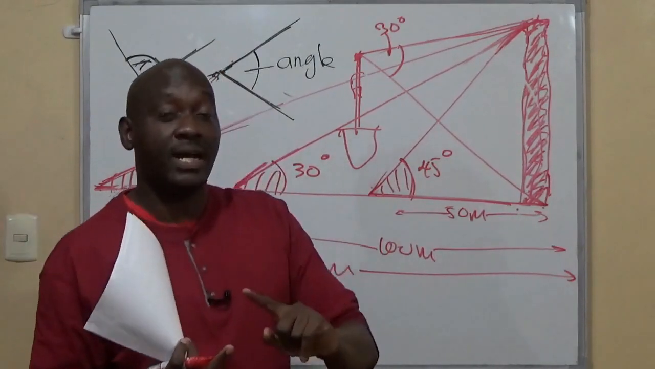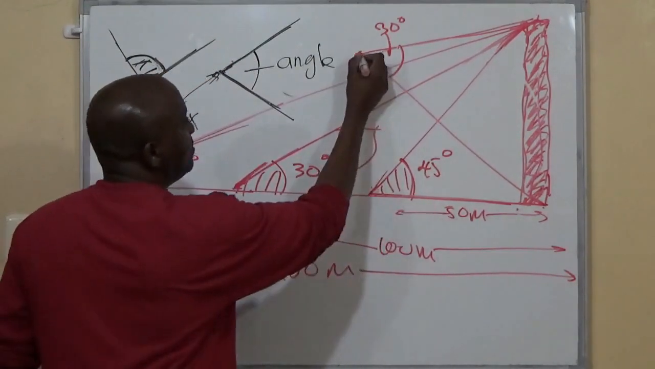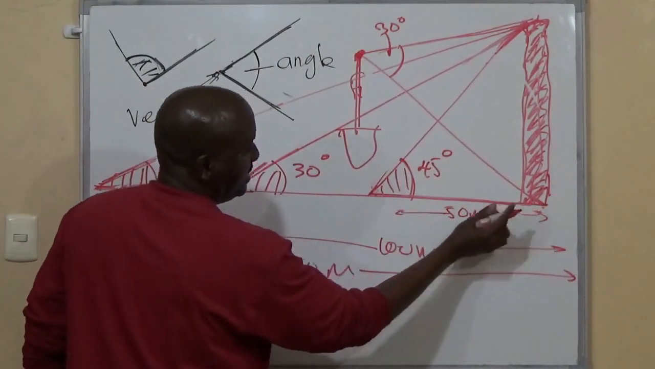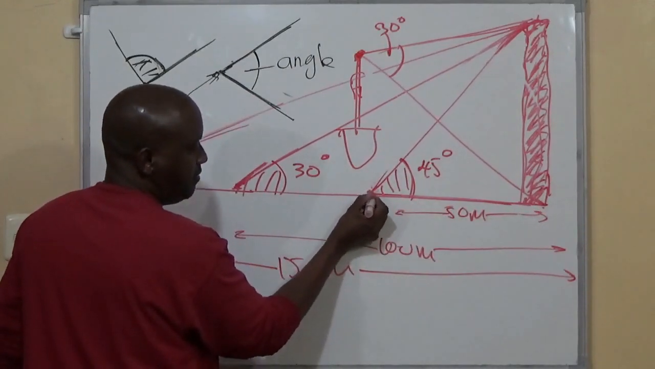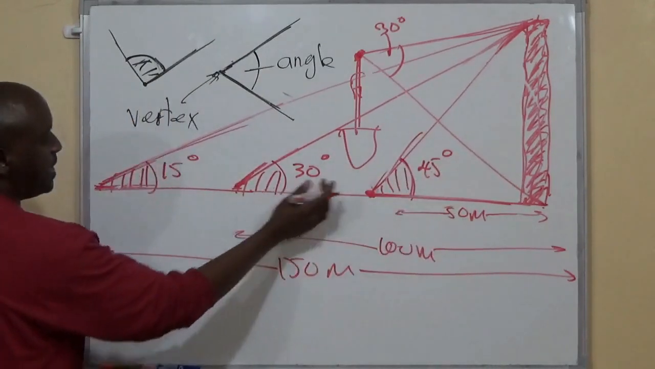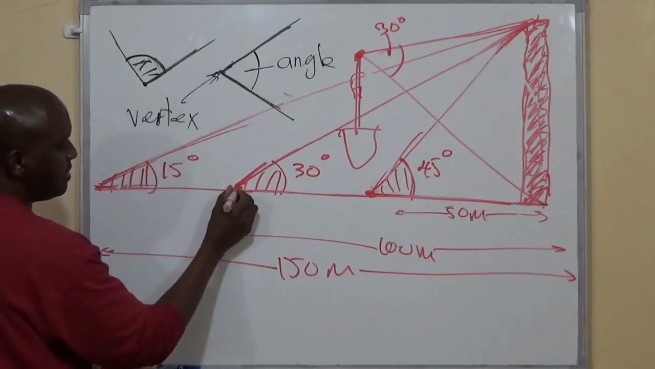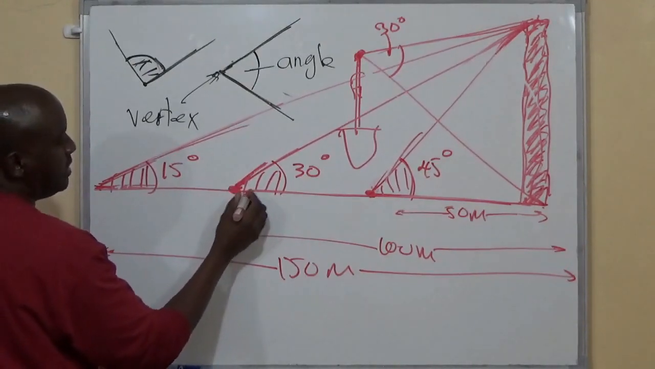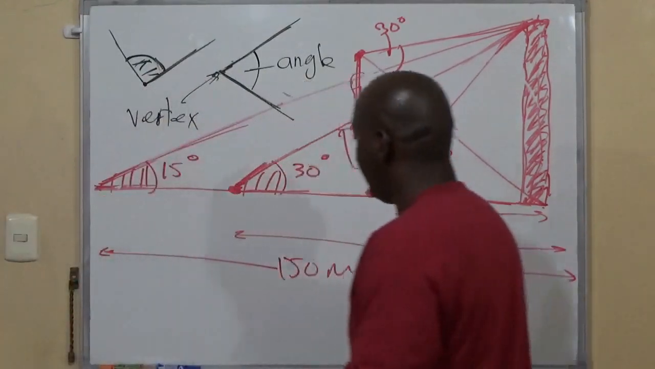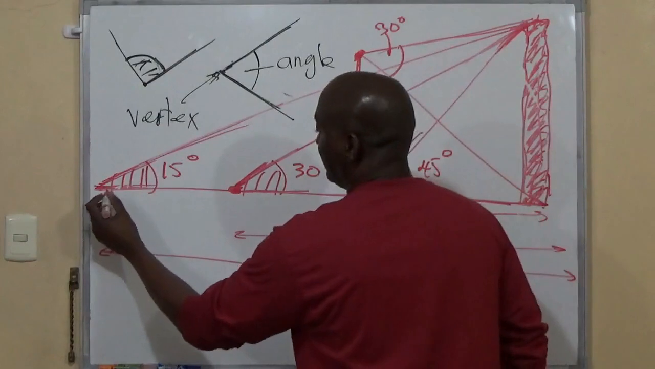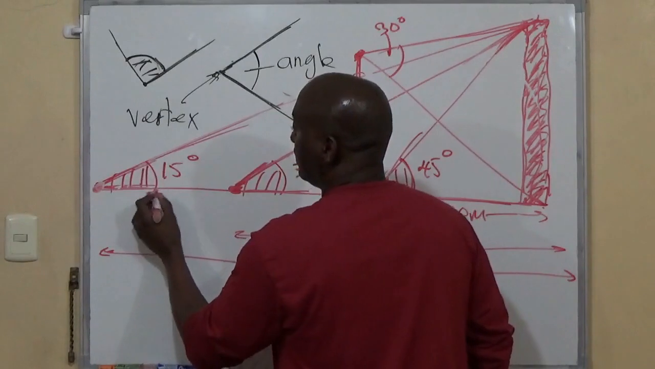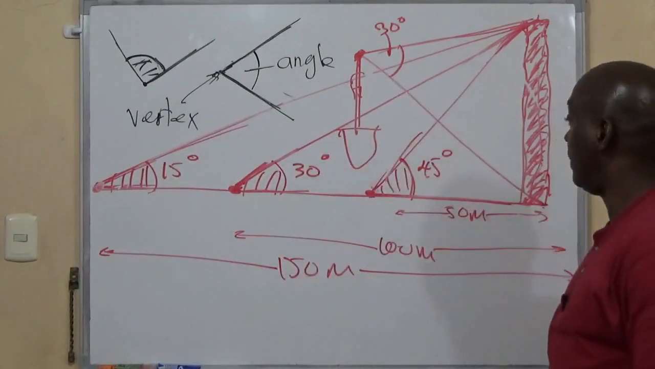You have the thing that is subtending the angle, and you have the point at which the angle is subtended. That point is where your vertex will be. In this case, where we're subtending at a distance of 50 meters, the vertex is here, and that will give you an angle of 45 degrees. Where you're subtending at a distance of 100 meters, the vertex is here, and that will give you 30 degrees. And where you're subtending at 150 meters, the vertex is here, and the angle is 15 degrees.